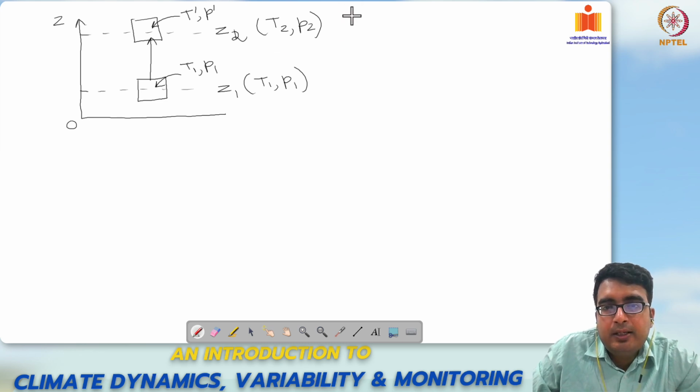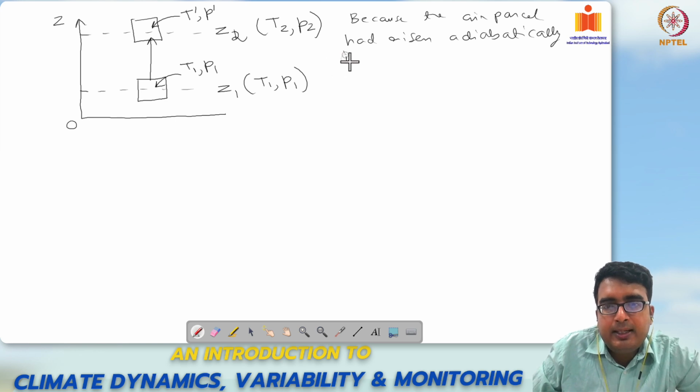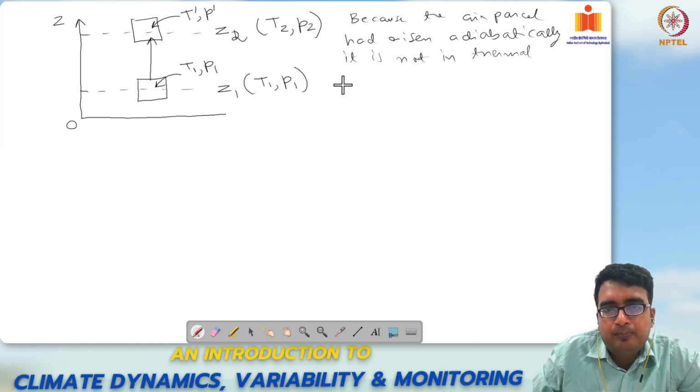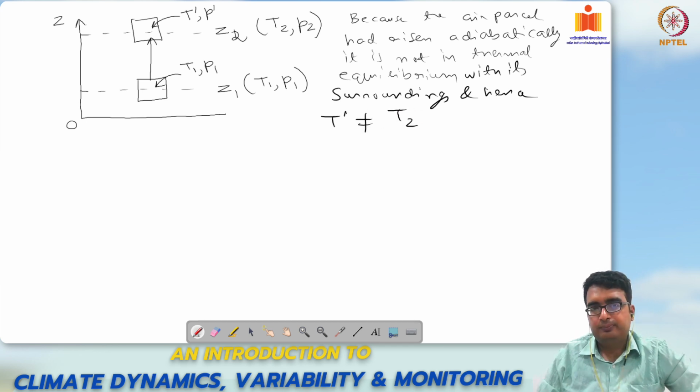So because the air parcel had risen adiabatically, it is not in thermal equilibrium with its surroundings, and hence T prime is not equal to T2.